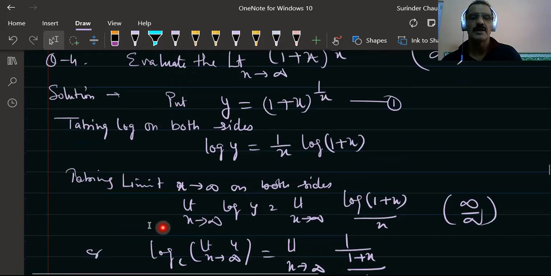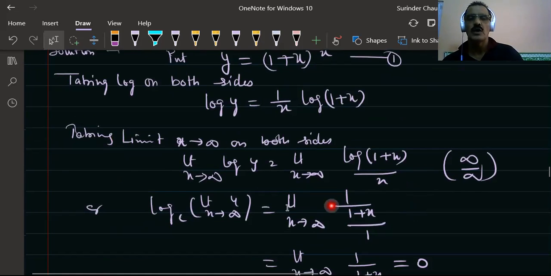Taking the same limit, x to infinity, on both sides. The limit of log of y is equal to the limit x to infinity of log of (1 plus x) upon x. This is infinity upon infinity form, so we can apply L'Hospital's rule here. The left hand side limit can be taken inside: log of the limit x to infinity of y to the base e is equal to the limit x to infinity of the ratio. Differentiate this by L'Hospital's rule.